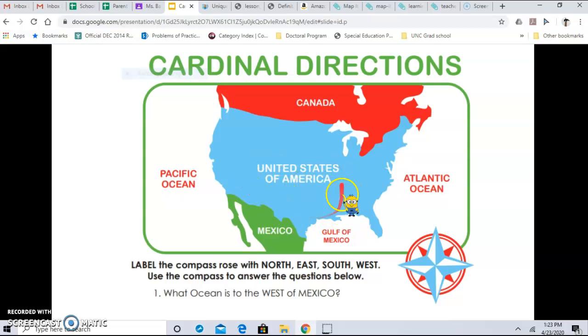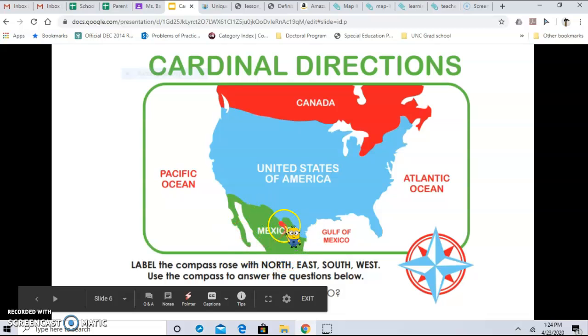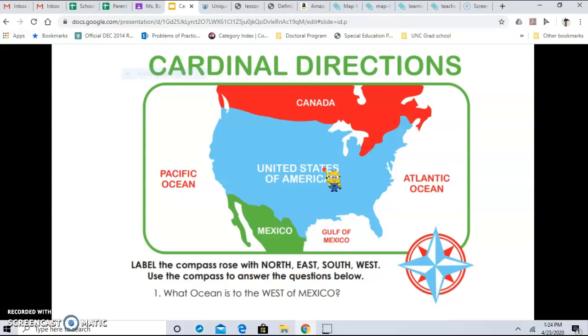If we're in the United States of America, what direction do we go to get to Canada? So here we are in the US, and to get to Canada, we are going to go north, because Canada is north of the United States of America. So we're going up, we're going north. Now, to get to Mexico from the United States of America, what direction do we go? We go south because Mexico is south of the United States of America.